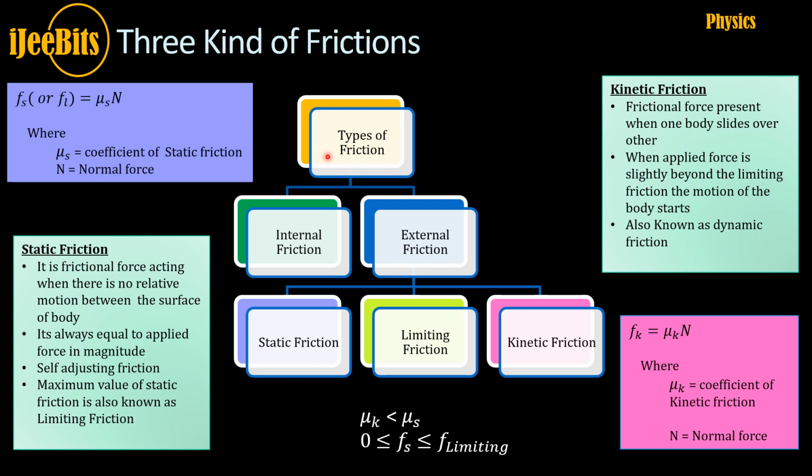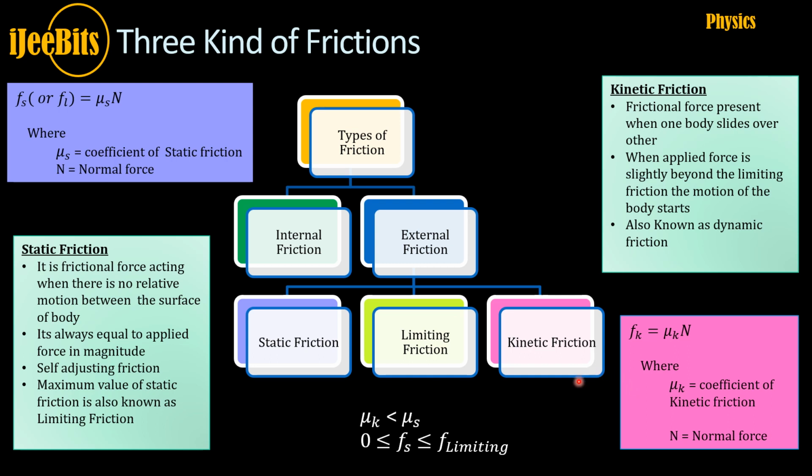Now let us look into the types of friction: internal friction and external friction. Internal friction occurs within a material and is also encountered within mechanical components due to their internal structure. External friction occurs between two separate objects or surfaces that are in contact with each other, or friction between moving parts. There are three types of external friction: static friction, limiting friction, and kinetic friction.